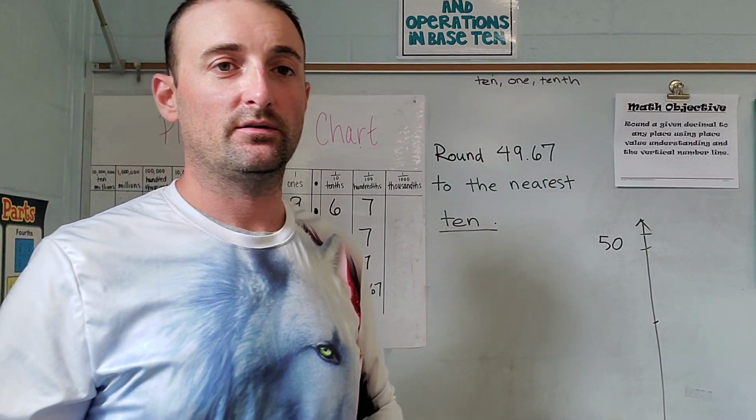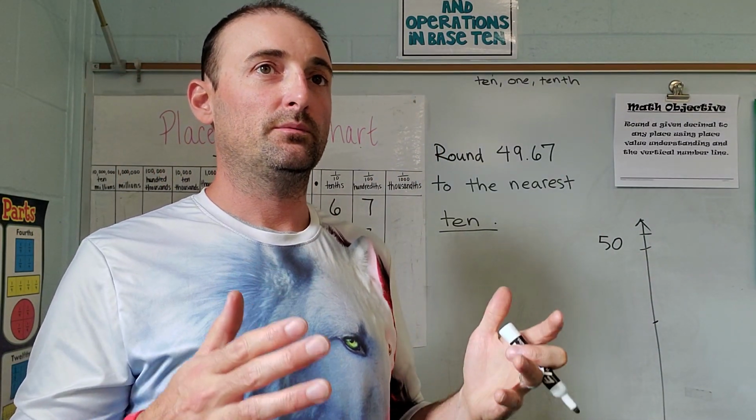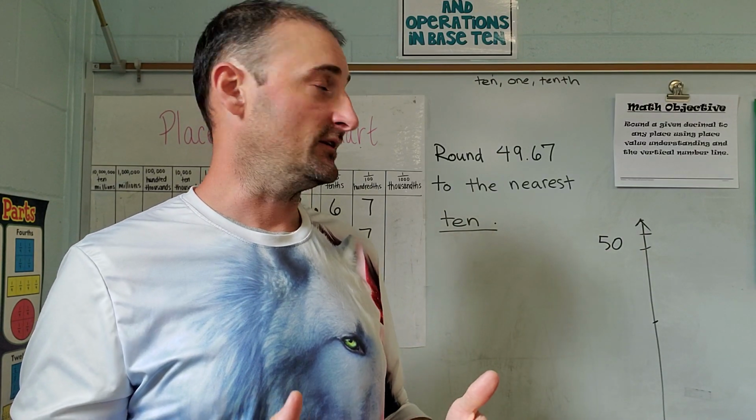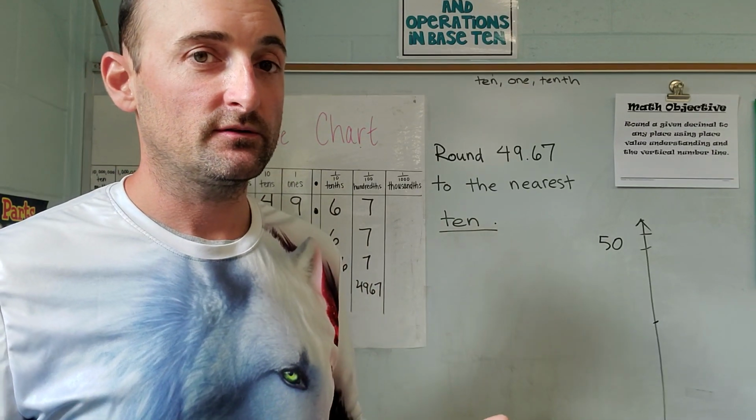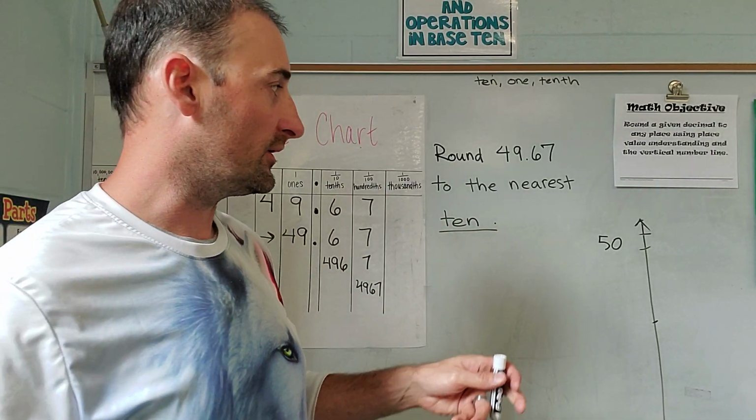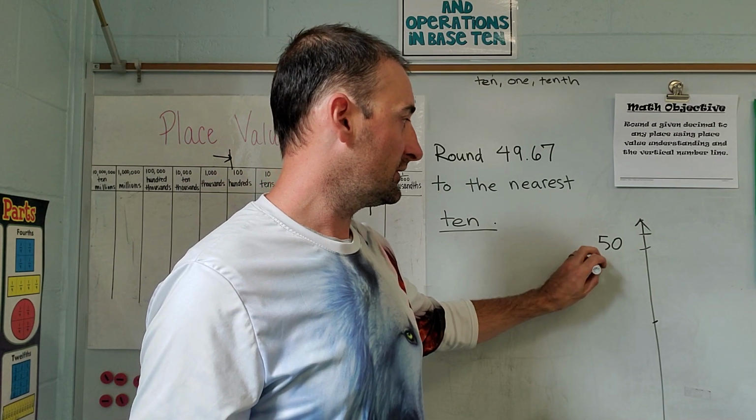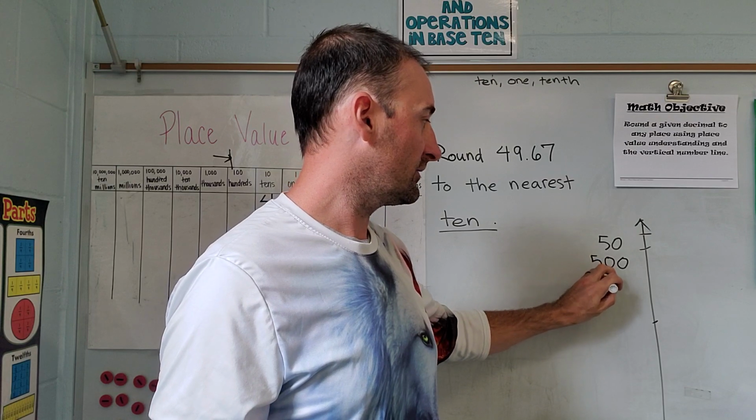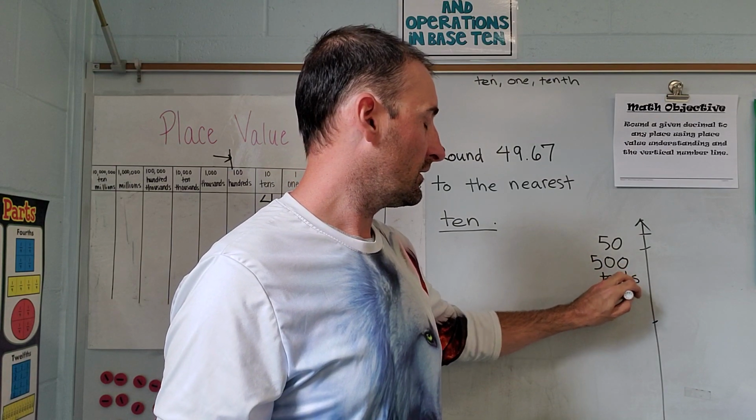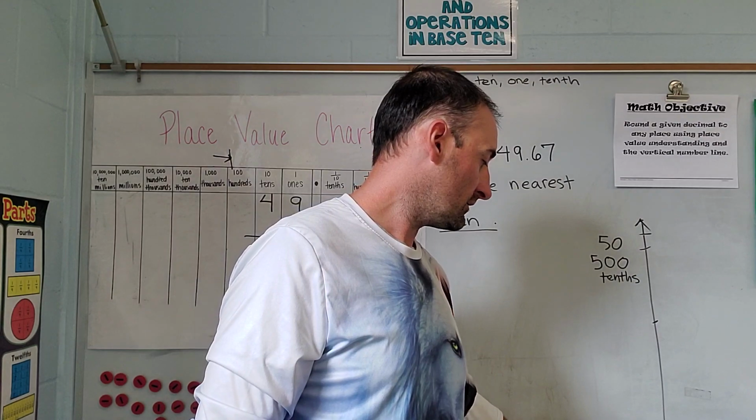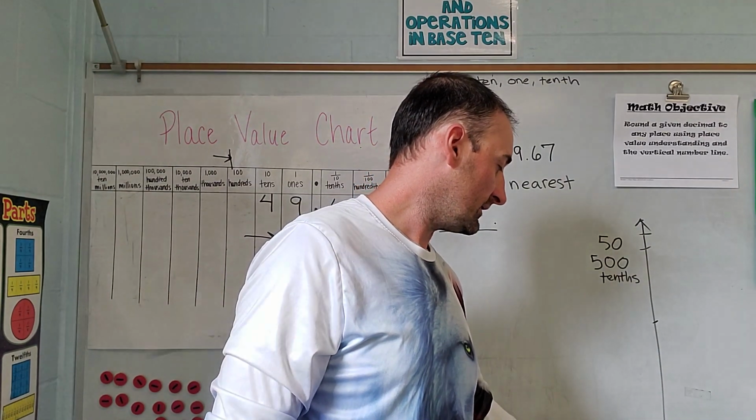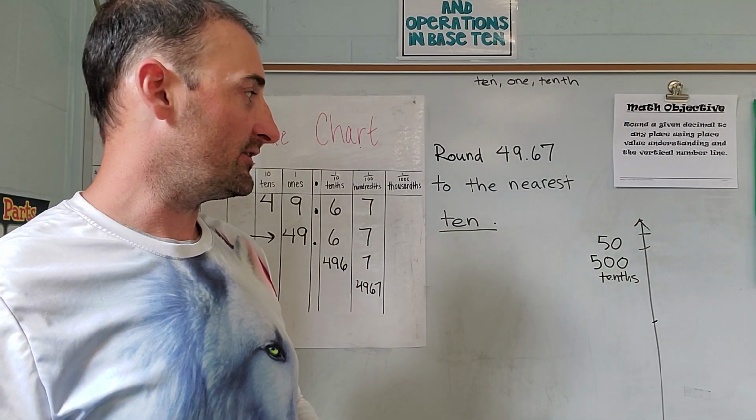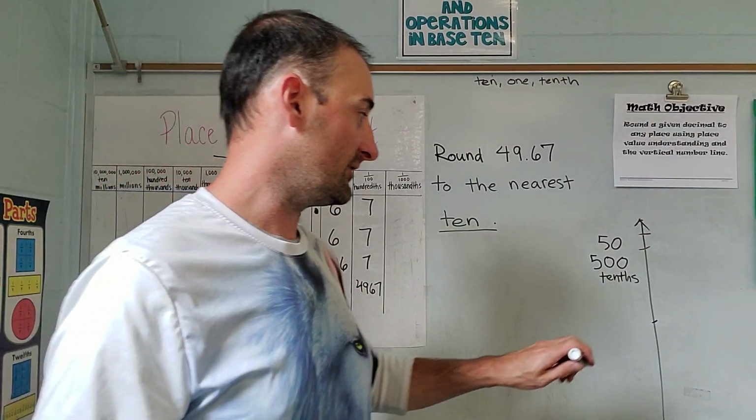Now it gets a little trickier to find a midpoint, because there is no whole number between 49 and 50. So finding the midpoint between 40 and 50 was easy. But if we can rename these as different units, I think it might be easier to find a midpoint. 50 is 500 tenths. And 49 ones is 490 tenths. And between 490 tenths and 500 tenths, we have 495 tenths.